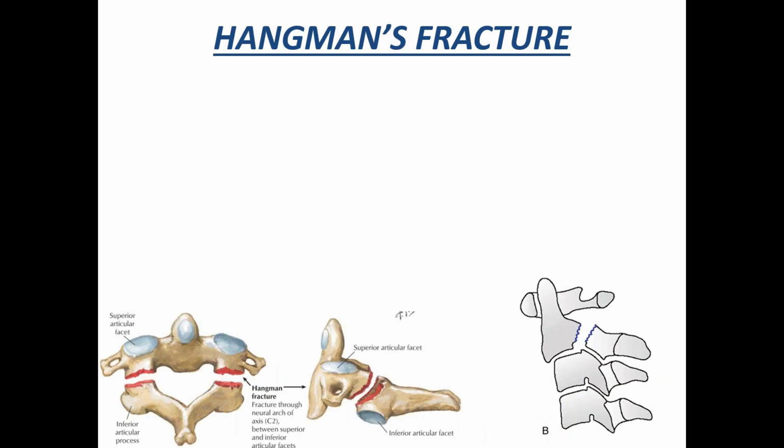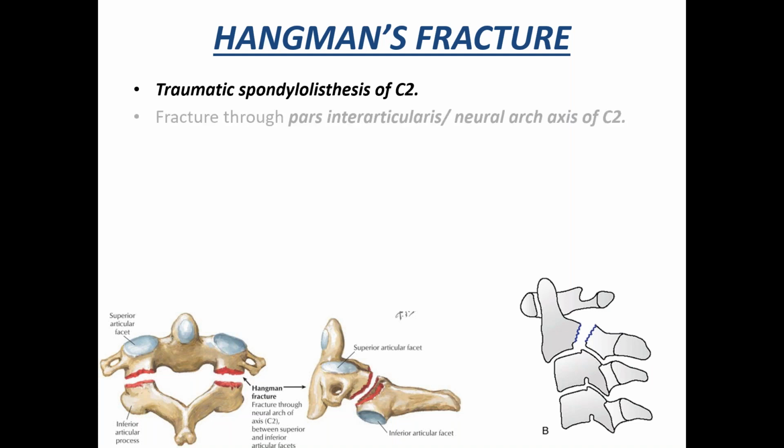It's a hangman fracture. Traumatic spondylolisthesis. Just like in the lumbar vertebra, there is a spondylolisthesis because of a breakage in the pars interarticularis. Here also the C2 vertebra gets fractured through the pars interarticularis, so the neural arch of the axis, C2.